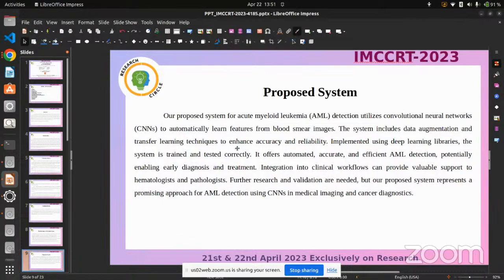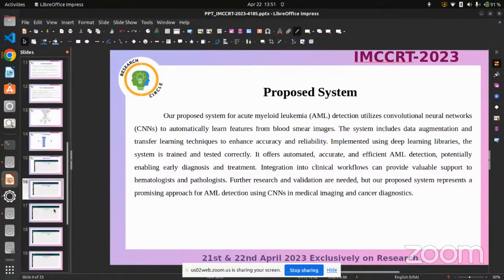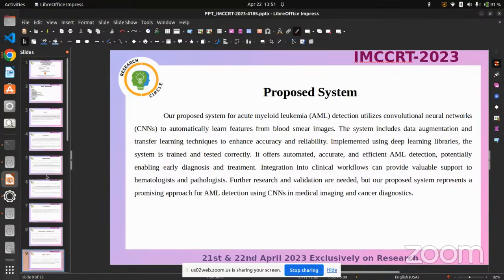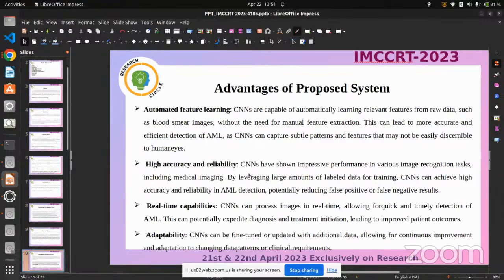In medical imaging and cancer diagnostics, these are some of the advantages of the proposed system. Automated feature learning: we already trained the model, and it learns automatically what the relevant features are from the input image. So it does feature extraction automatically without the need for manual work, with higher accuracy and reliability.